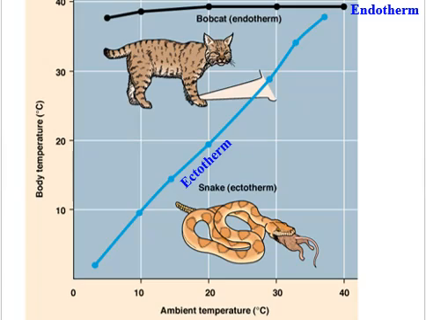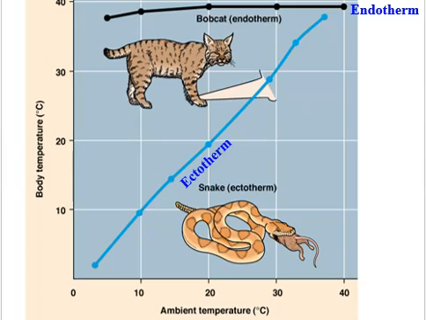So here's an example. There's a bobcat and there's a snake. An ectotherm, the snake, and an endotherm, the bobcat. If you look at the outside temperature, the temperature in the air, in this figure, it shows a range of temperatures of about 5 degrees Celsius, which is pretty cold, up to almost 40 degrees Celsius. That's the air temperature. So it goes from cold to pretty hot. And if you look at the body temperature of the snake, as the air gets warmer, the snake gets warmer. As the air gets colder, the snake's body temperature gets colder.